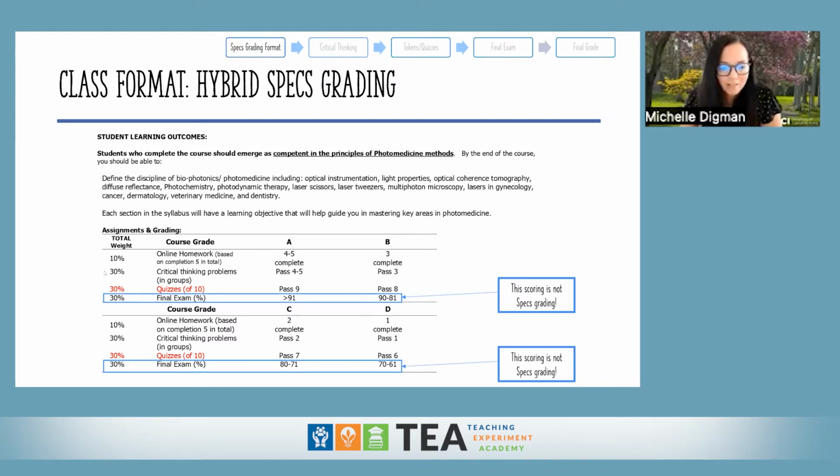If you look at the hybrid specs grading here, this was adapted from Kate McNally's course grading style, where the students get this grading and assignment breakdown, so they know what to aim for. If they want an A in the course, a B in the course, a C in the course, or a D in the course.